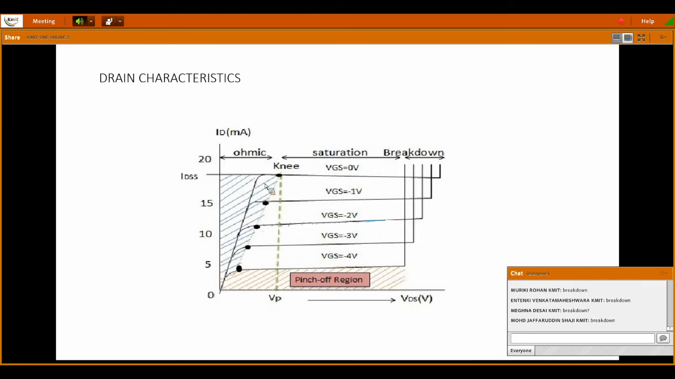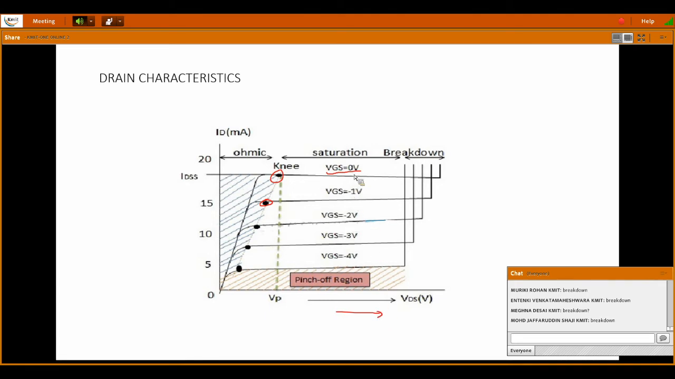So I will show you this pinch off point also on the drain characteristics. See here, ohmic region. What is ohmic region? As VDS increases, ID increases. So this blue shaded region is nothing but the ohmic region. And next, these black dots that you can see on the graph, all these dots are nothing but pinch off voltage points. Okay, or we call it knee voltage, where the saturation is reached. And till now we are in the second case, that is VGS is 0 and VDS is increasing.